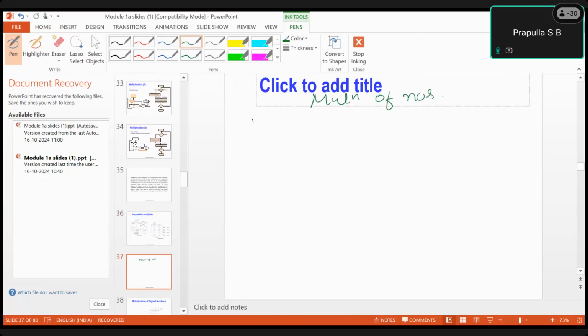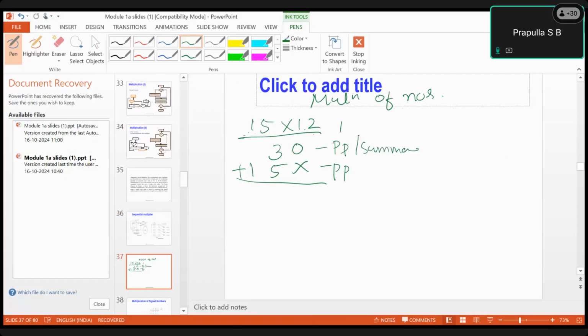How do we do it? See, 15 into 12 I want to do. First I'll multiply this 15 with 2, correct? 5 2s are 10, 2 1s are 2, so 30. Then I will multiply this 15 with 1, so 15. Now you will be adding these. These are called partial products, or also we call them summands. So this will be 0, 5 plus 3 is 8, and 1. So I got 180. So this is how we perform normally.